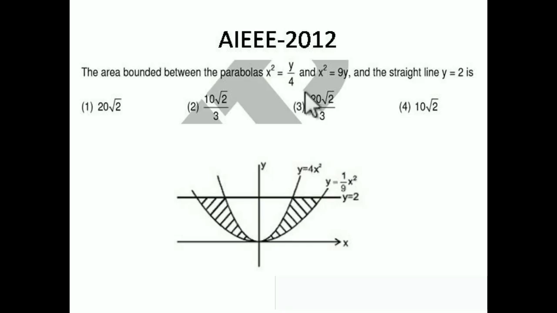Both are parabolas. Now for the parabola, if the coefficient of y is large, then the parabola has more expansion. The width of the parabola is more. Here the two coefficients are 1 by 4 and 9, so the coefficient having 9 has larger width. So this outer parabola is x square is equal to 9y, and this parabola is x square is equal to y by 4. Now you have to find this shaded area between this and y is equal to 2.